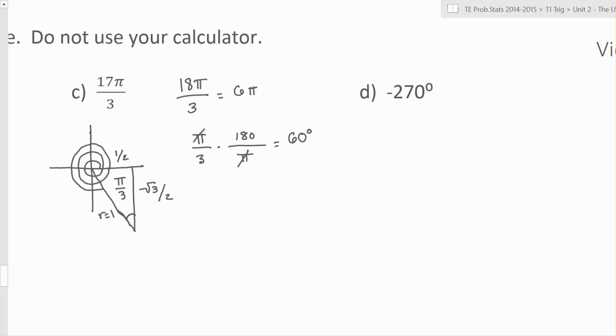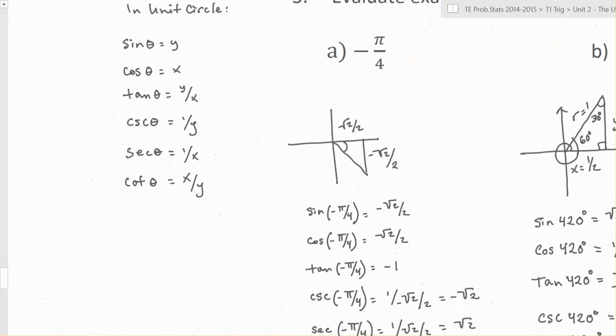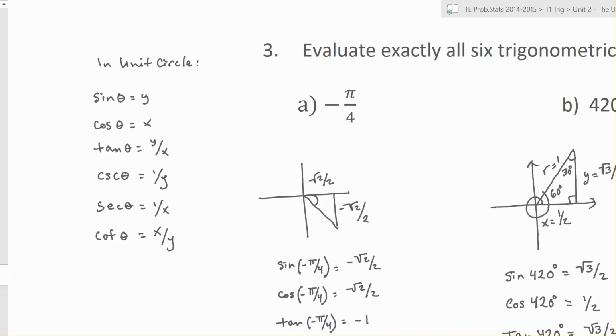But now we just have to remember what's negative and what's positive. R is always positive because it's a radius. The y component is going to be negative because we've landed in quadrant 4. Okay, so I like to list x, y, and r. X is 1/2. Y is negative root 3 over 2. R is 1.